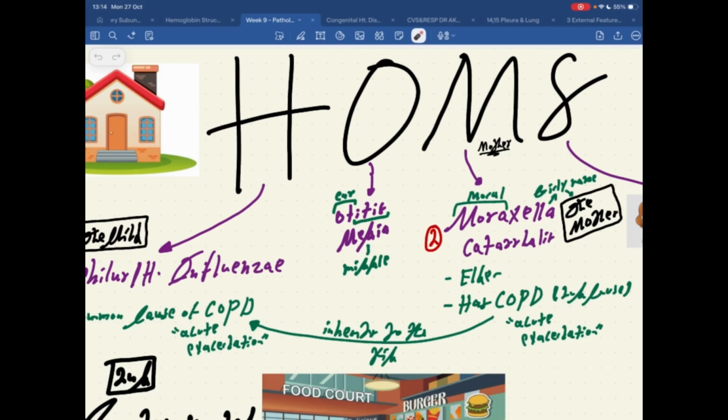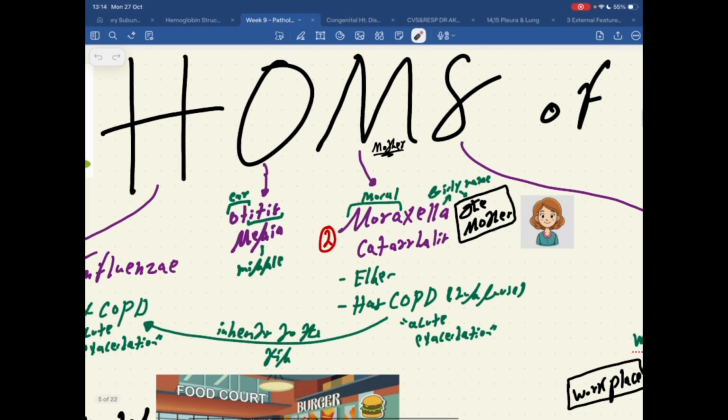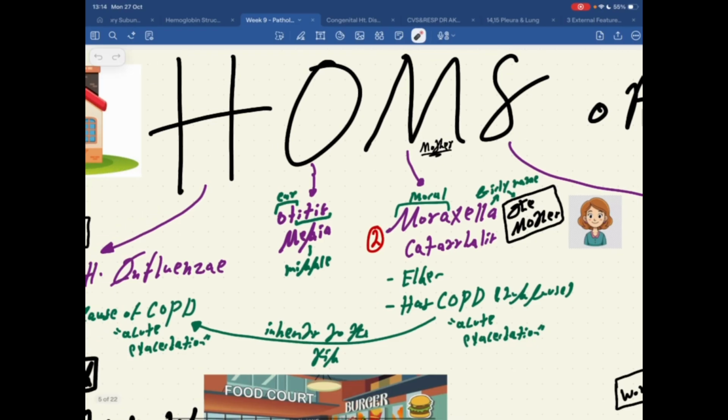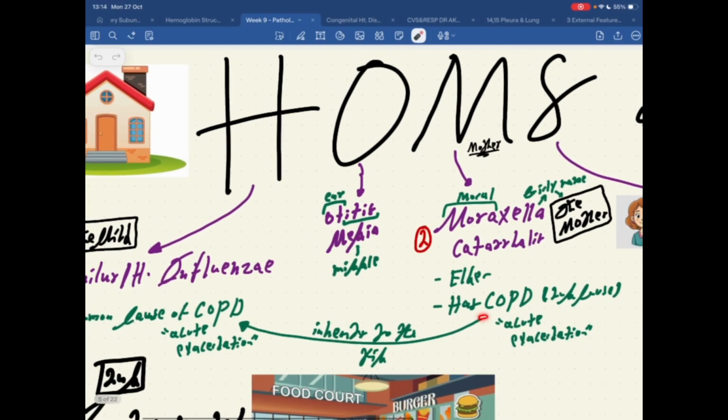Okay. Now, we'll start with the first character, the mother. Actually, the mother is an old person in our story, and she's elderly, okay? So that's why we wrote elder here. And unfortunately, she has COPD, okay? And since she has COPD, she inherited this COPD to her child. So now the child has inherited COPD, okay?